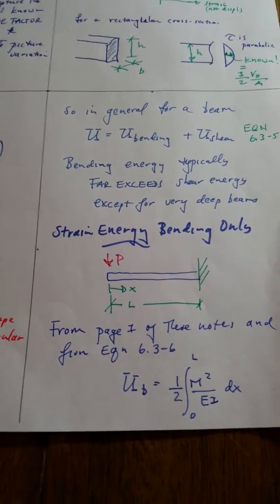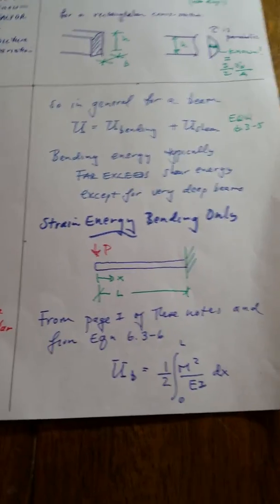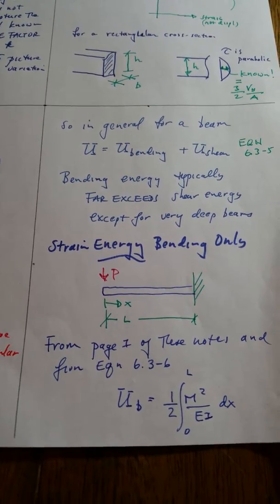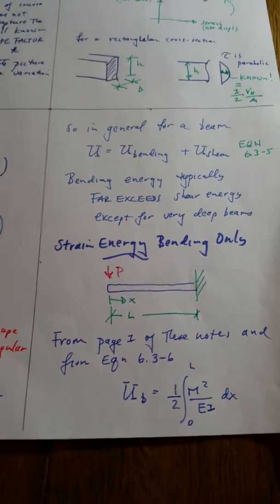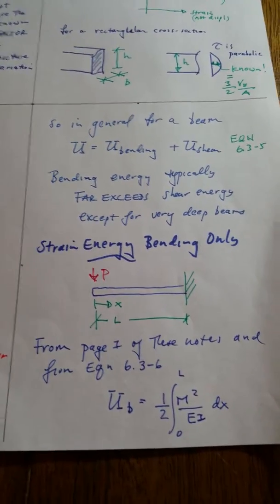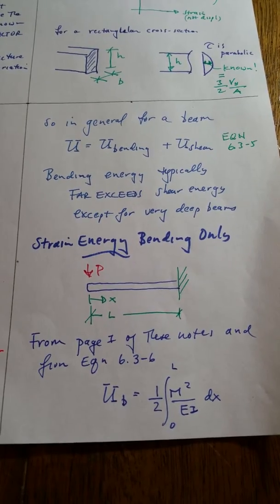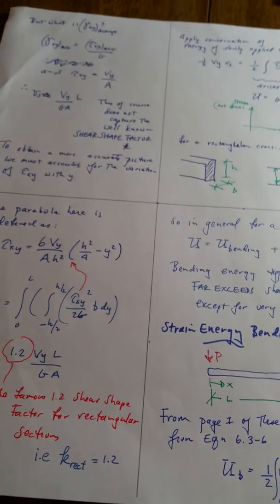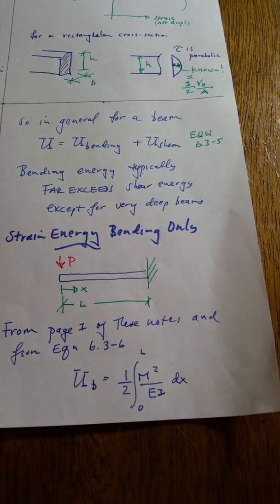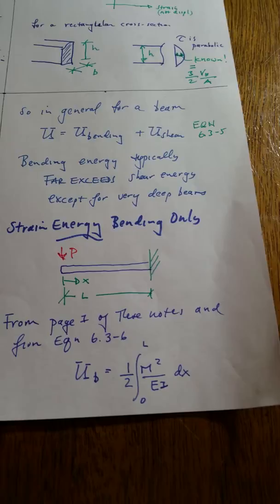So let's look at an example that, again, is embarrassingly simple but rich in mathematical ideas. And that's a cantilever beam subjected to a point load. X is starting from the left here on this example. And we will start with equation 6.3-6, which we just looked at previously. U bending only is 1/2 integral of M squared over EI dx.